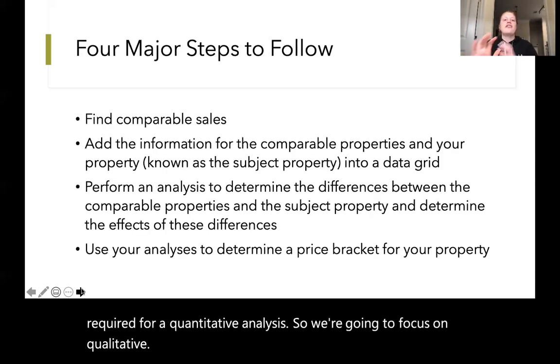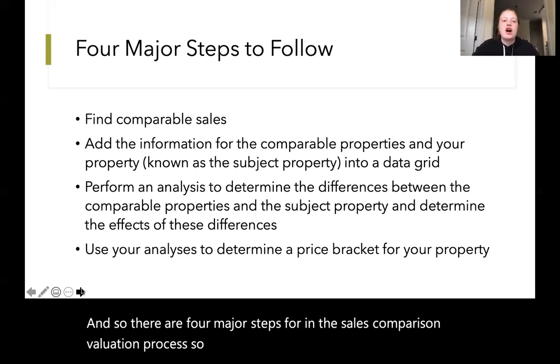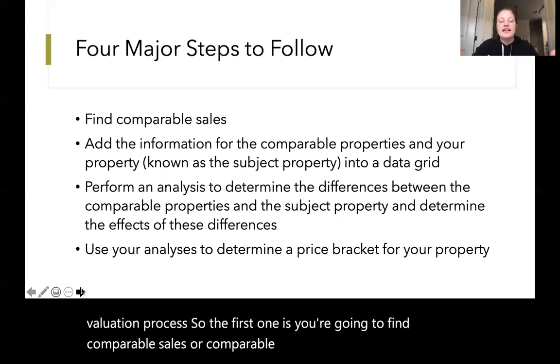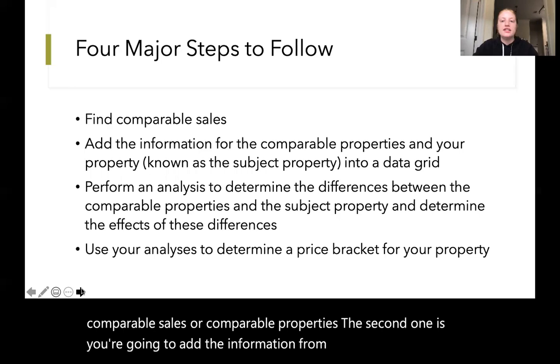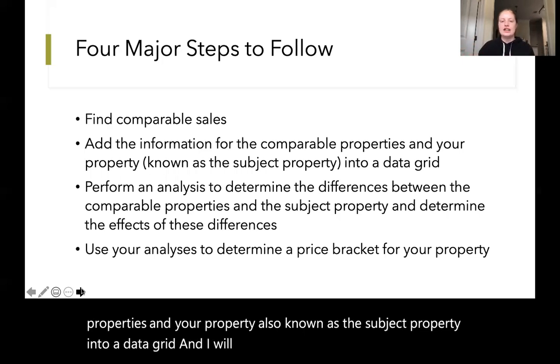And so there are four major steps in the sales comparison valuation process. The first one is you're going to find comparable sales or comparable properties. The second one is you're going to add the information from these comparable properties and your property, also known as the subject property, into a data grid. And I will show you guys a data grid a little bit later.